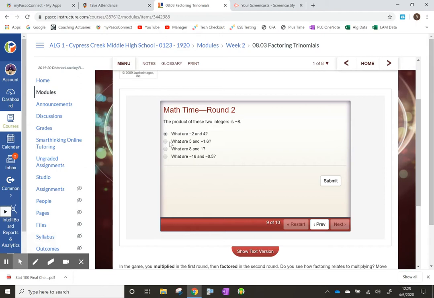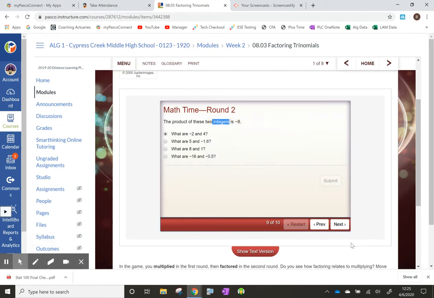I don't see why 5 times negative 1.6 wouldn't be it. Can there be two answers? Negative 2 times 4 would be negative 8. Oh, integers. Aha. Integers is whole numbers, not decimals. So even though 5 times negative 1.6, this is why you read the directions. Okay, 5 times negative 1.6 is negative 8. They are not integers. Integers are like whole numbers and like negative whole numbers. So that's only going to be option A. Yes, submit. Got it right.